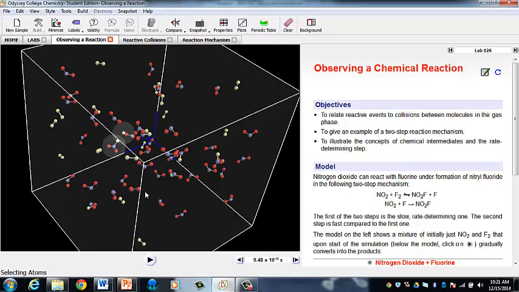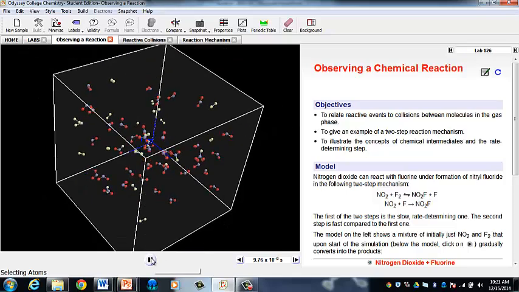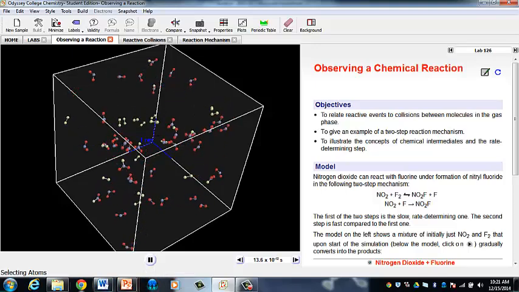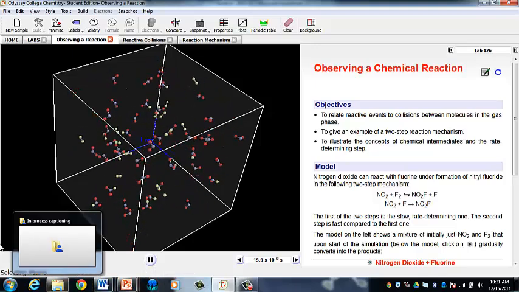So if we left this sitting here for a long time, what would eventually happen is all of our reactants would get converted to products. Question?